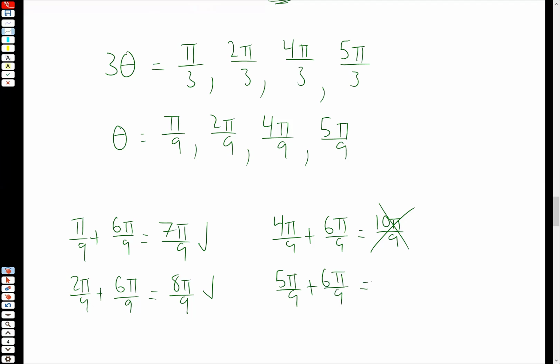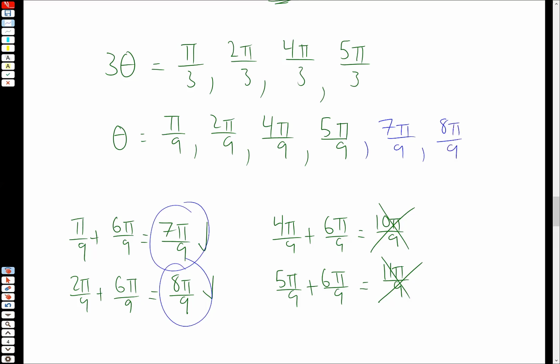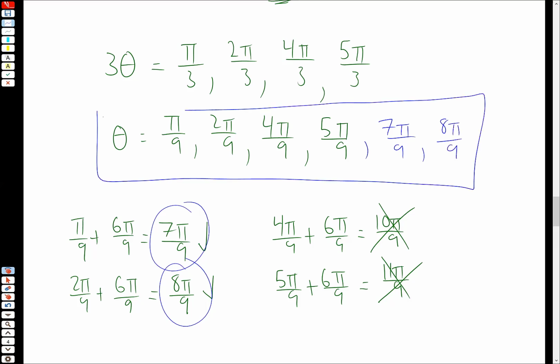what's 6 pi over 9 plus 5 pi over 9? That's 11 pi over 9. And again, that's too big. That's bigger than pi. So we throw that out. So our solutions here are all of these plus the two new ones that we just found. And we have our answers.